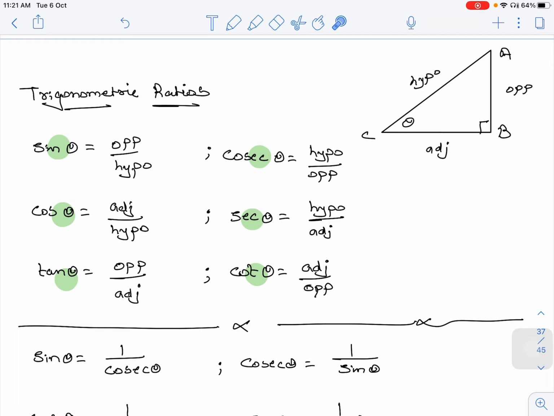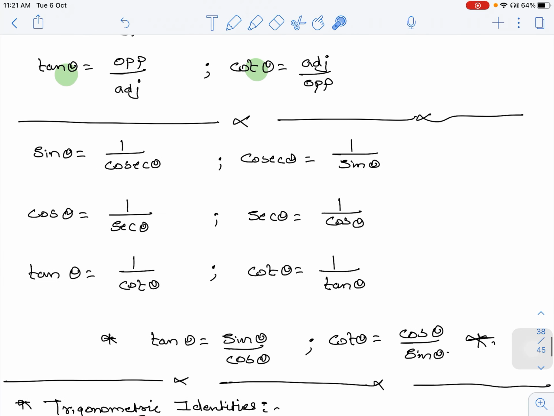Now there is some relation between these ratios, that is sine and cosec, cos and sec, tan and cot. Now what relation is there? If you look at the values, sine theta is opposite upon hypotenuse and cosec theta is hypotenuse upon opposite. That is, these ratios are reciprocal of each other. So we can directly say that sine theta is nothing but reciprocal of cosec theta and cosec theta is nothing but reciprocal of sine theta.